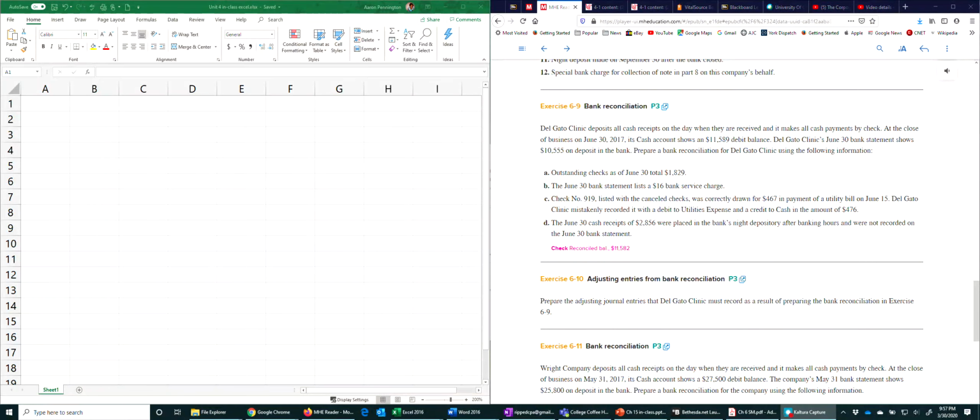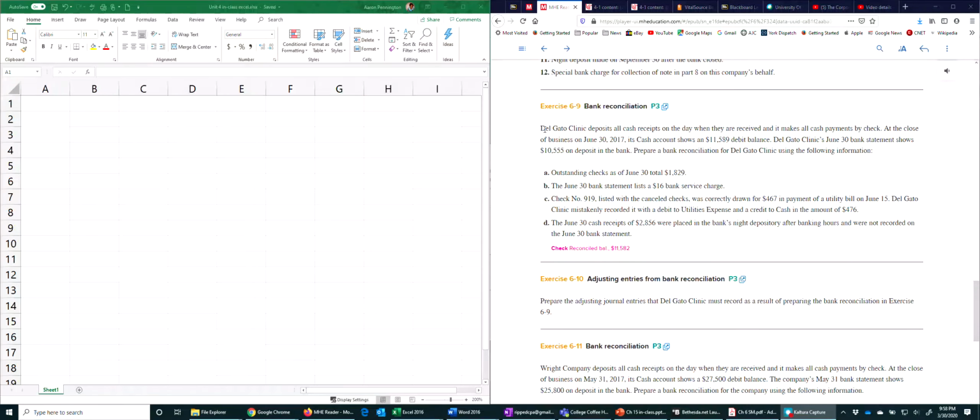Okay, so we are going to work through a problem. This is a bank reconciliation problem. So we're going to look at exercise 6-9. All right, and this is our first, this is the demo problem for a bank reconciliation.